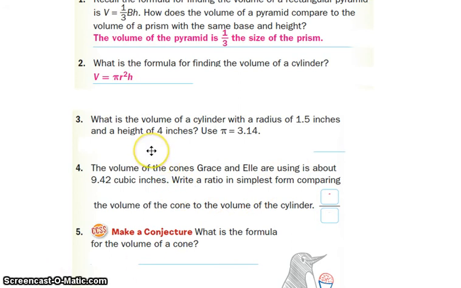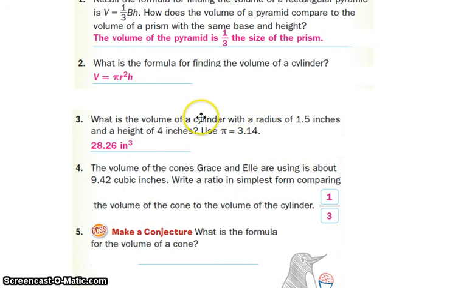All right, so the volume of the cylinder that has the same dimensions as the cone that they're going to use at the carnival is 28.26 inches cubed. Then it says the volume of the cones that Grace and Elle are using is about 9.42. So here's the cylinder and here's the cone. What they want you to do is write a ratio in simplest form comparing the volume of the cone, so 9.42 on top, to the volume of the cylinder, so 28.26, and then reduce it. And what you'll find is it's 1/3.